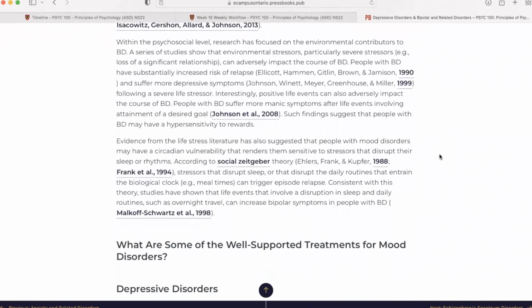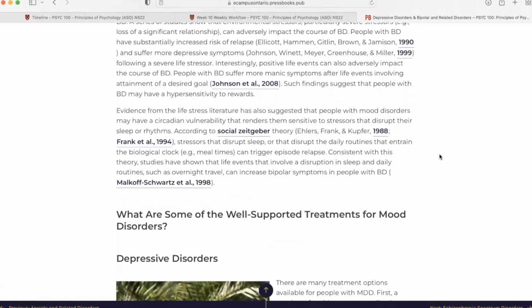Interestingly, positive life events can also adversely impact the course of BD. People with BD suffer more manic symptoms after life events involving attainment of a desired goal. Such findings suggest that people with BD may have a hypersensitivity to rewards.